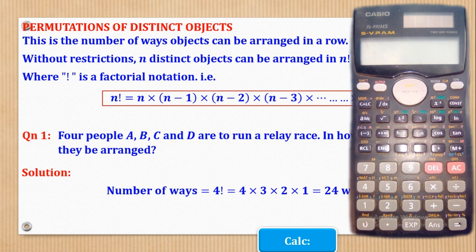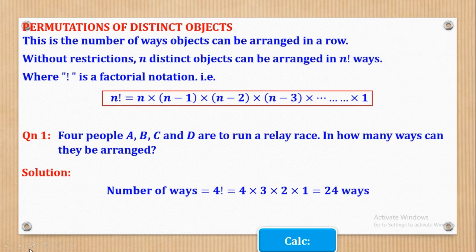Let's repeat the order. If I want to get 4 factorial, I press 4 on the calculator. Then to get this factorial, I first press shift followed by this. When you do that, this symbol will appear on your screen. When it appears, you press the equal sign. When you press the equal sign, you get 24. So what does that mean?